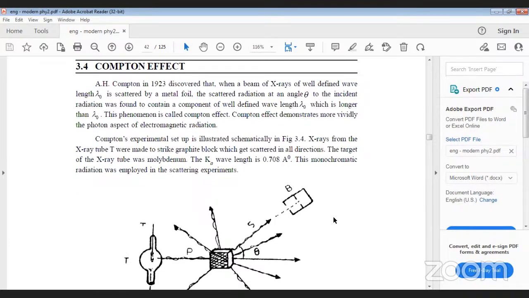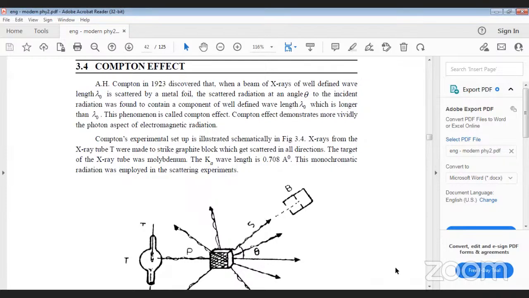Next, another most important question is the Compton effect. Many times you can refer to the previous question papers. Many times this question may be asked as an essay question, not a short question, a 10 marks question. So let us discuss how the equation is derived.